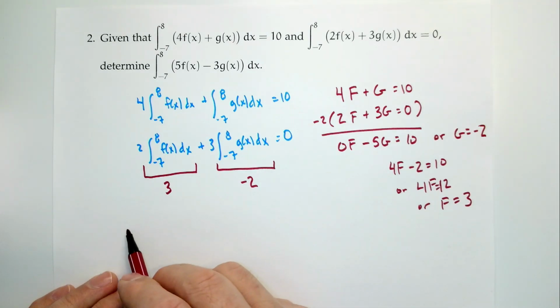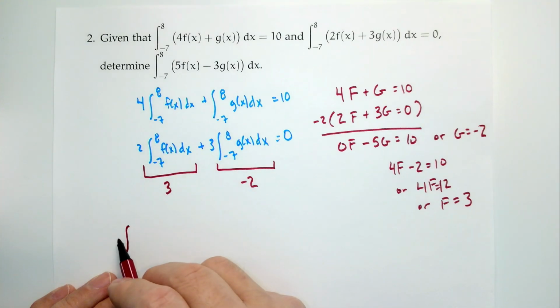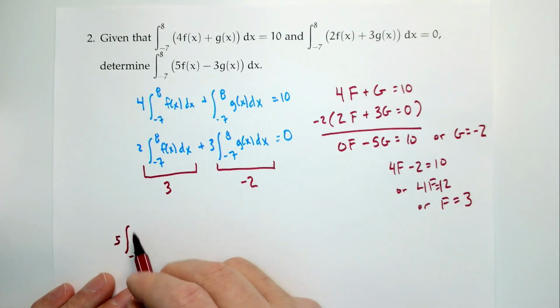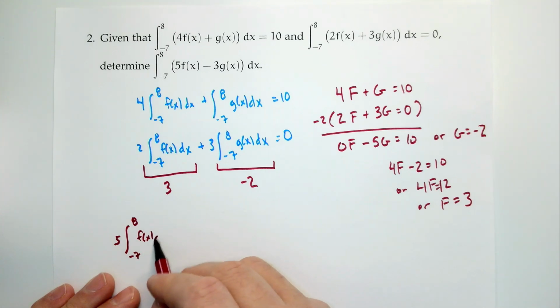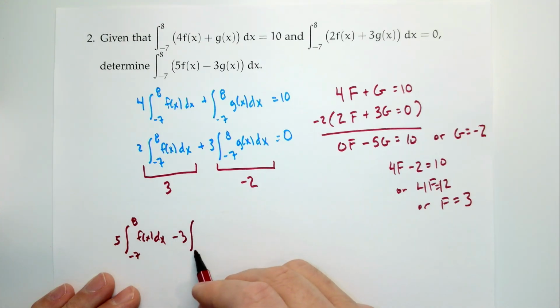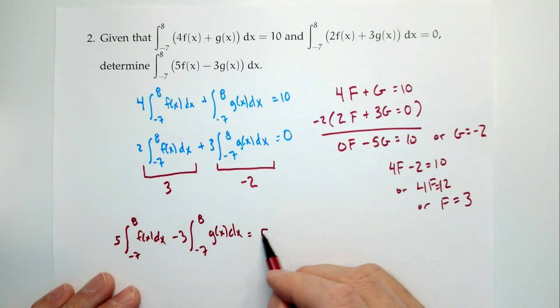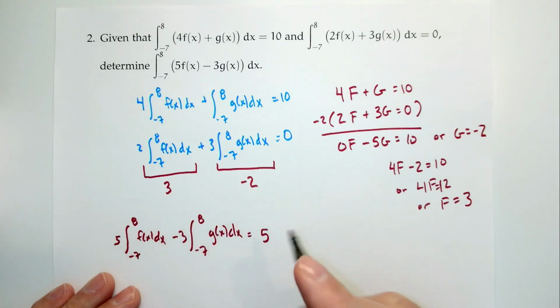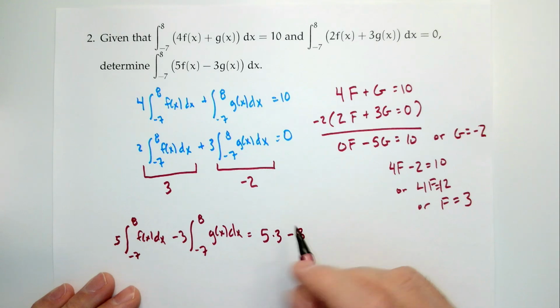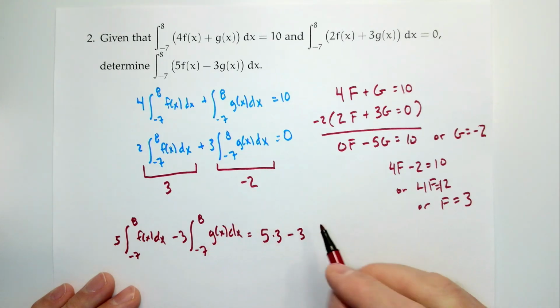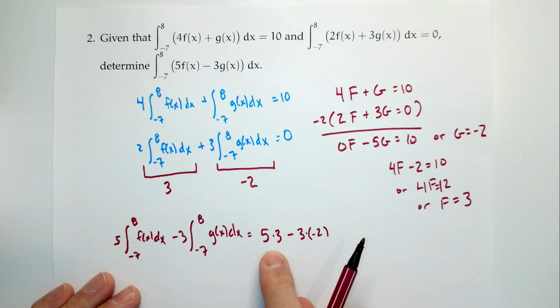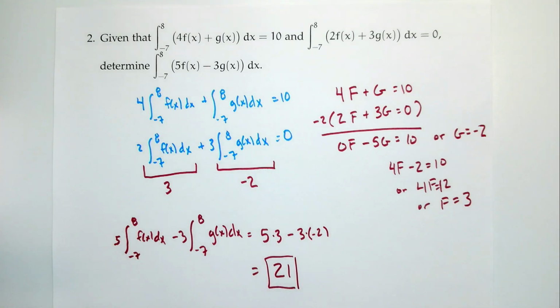Well, what are we after? Well, what we're after is we can break that up: 5 integral from -7 to 8 of f of x dx minus 3 integral from -7 to 8 of g of x dx. Well, that would be 5 times 3 minus 3 times -2. Well, that's 15, and these two negatives make it a positive, so that'll be 6, and 15 plus 6 is 21. And that's the answer, 21.